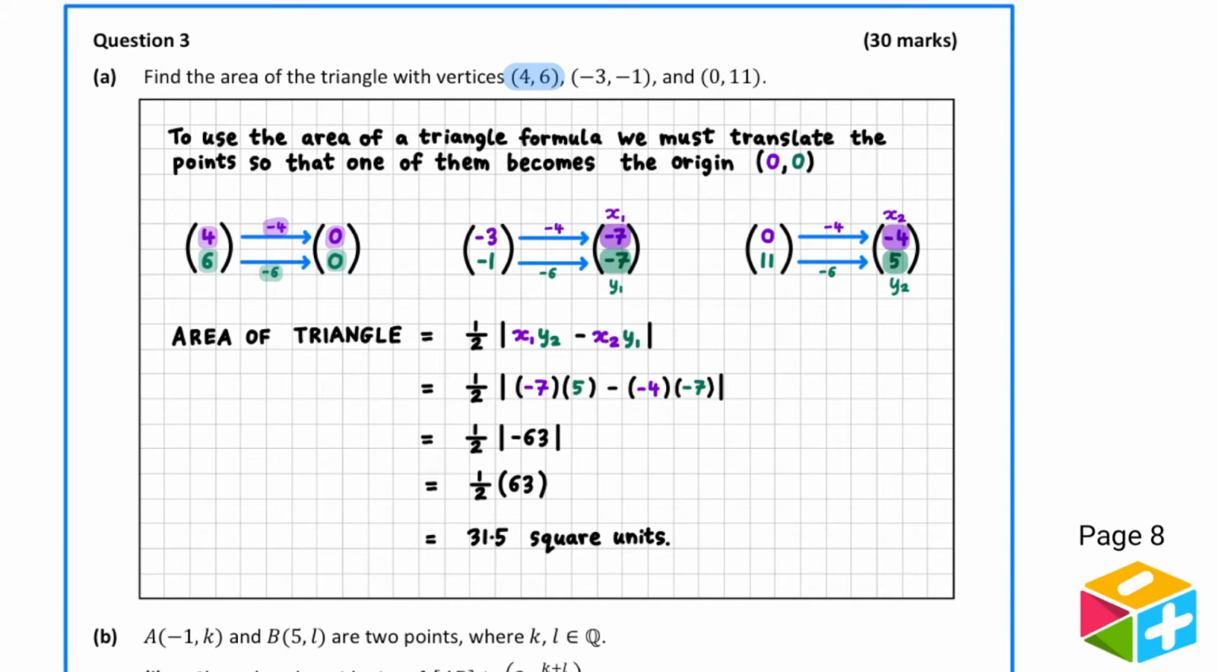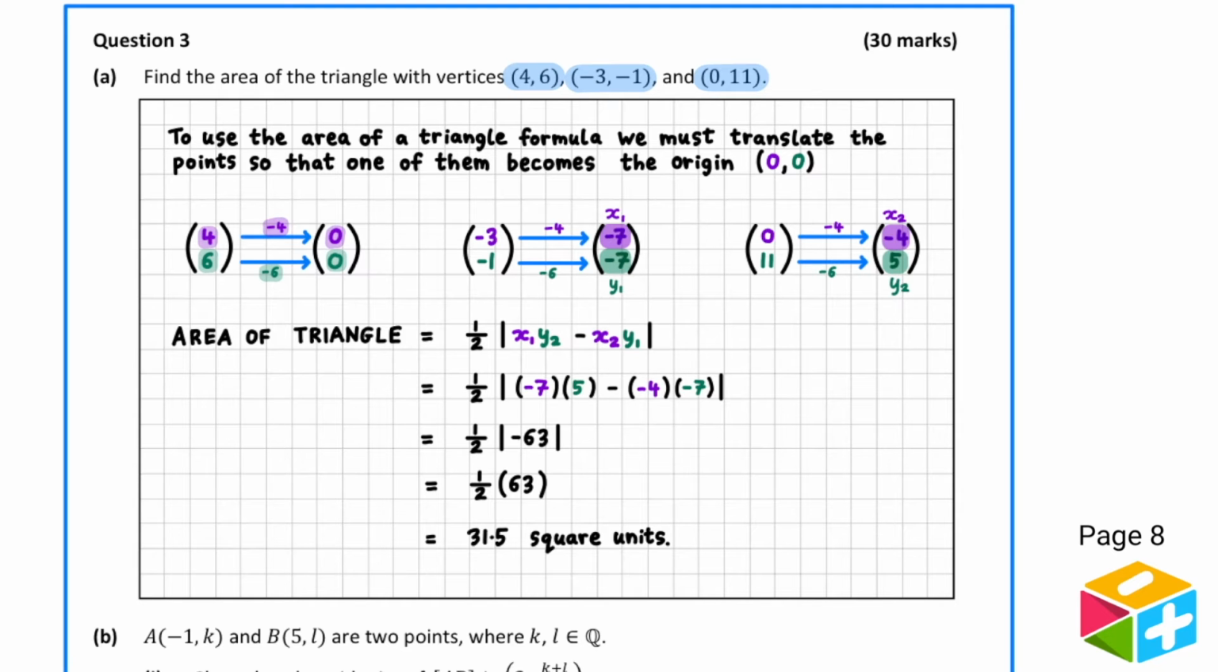This translation should also be applied to our other 2 points, minus 3, minus 1, and 0, 11. Minus 3 minus 4 is minus 7, and minus 1 minus 6 is also minus 7. So minus 3, minus 1 gets translated to minus 7, minus 7. This gives us the x1 and y1 value for our formula. 0 minus 4 is minus 4, and 11 minus 6 is 5. So 0, 11 gets translated to minus 4, 5. This gives us the x2 and y2 values for the formula.